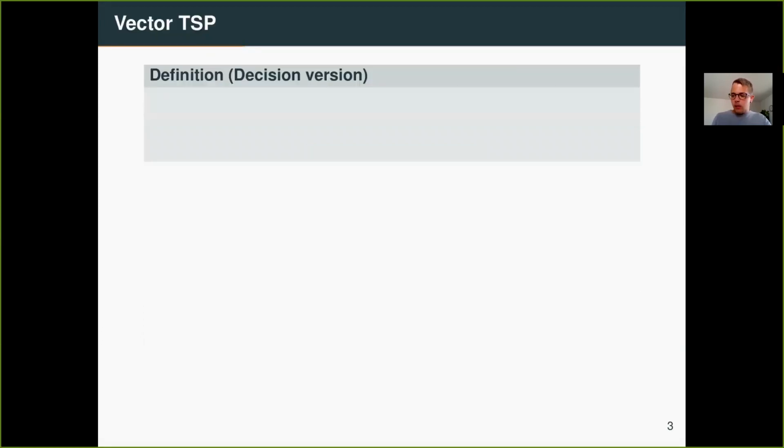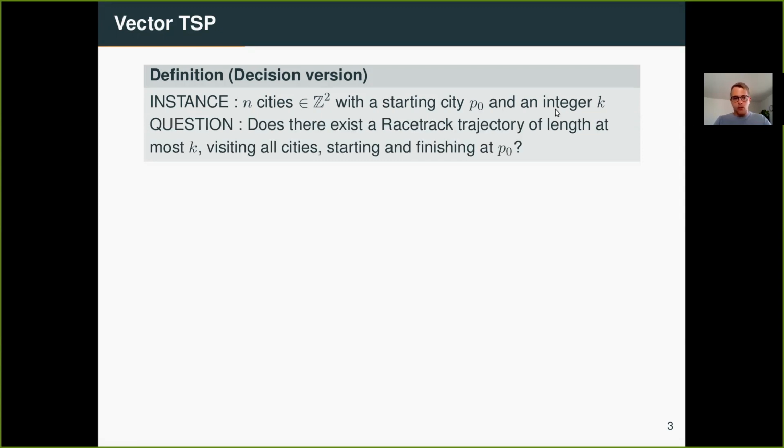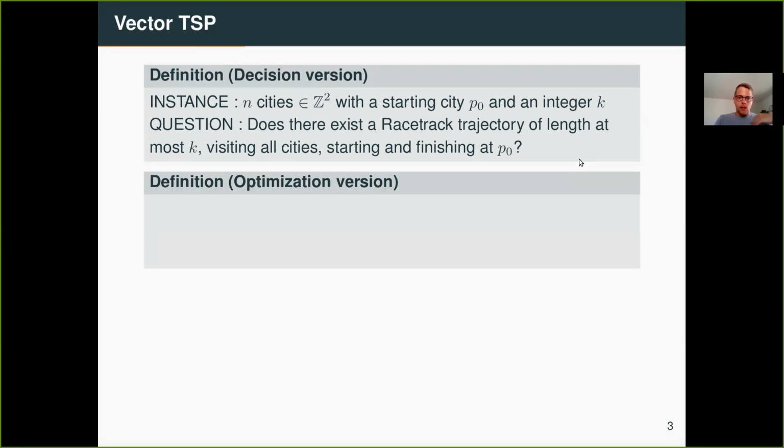So now what happens if you take these racetrack constraints and you put them into a TSP, say in a Euclidean TSP? Given an instance of n cities in the plane with a starting city P0 and an integer k, you might ask the question, does there exist a racetrack trajectory, so a trajectory as I just drew in the plane in the game, that respects the racetrack constraints, of a length at most k, visiting all cities, starting and finishing at P0? And of course, you can define the optimization version in a similar fashion.